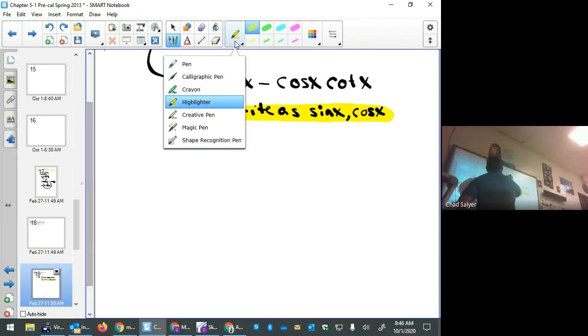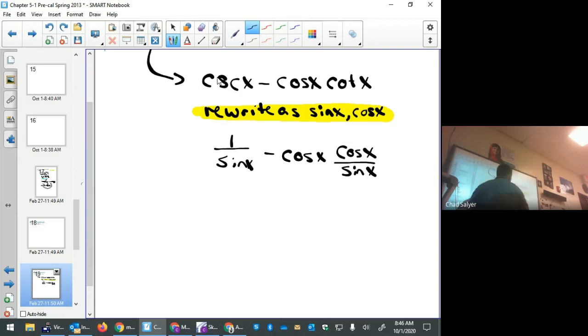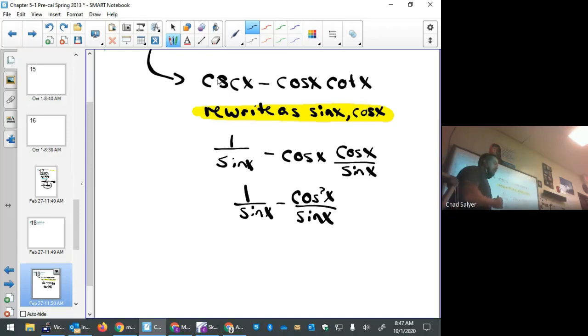So let's do that. I know that the cosecant is 1 over the sine of x, and then the cosine x is already in terms of sine or cosine. And then the cotangent is the cosine of x over the sine of x. So I've got this. Let's see here. So I've got 1 over the sine of x minus, and then if I multiply these out, I get cosine squared x over sine x. I see where I'm going with this.